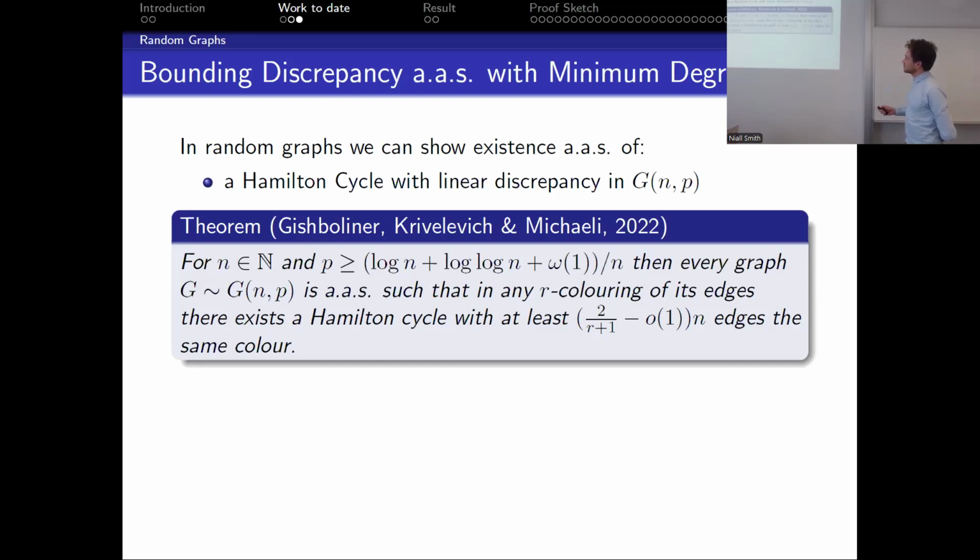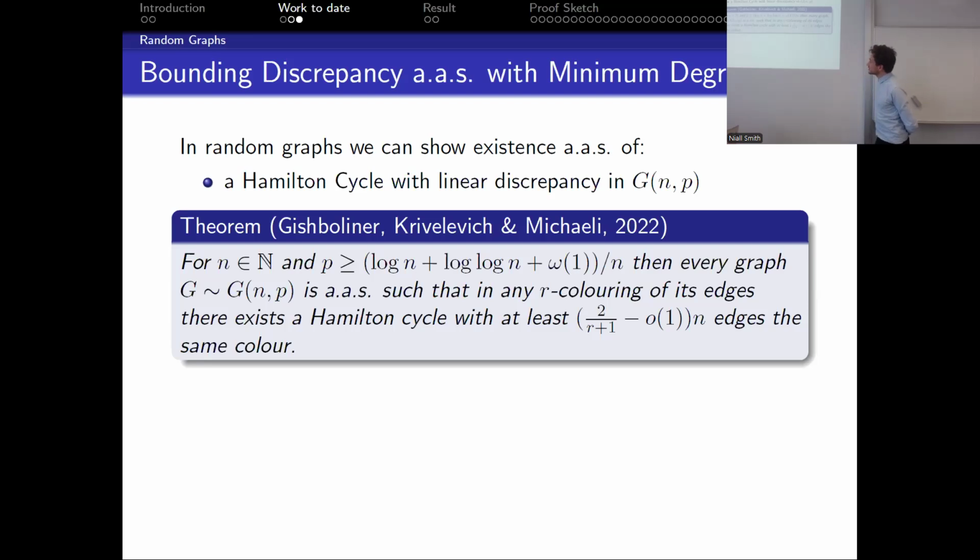P, it's as small as it can be. It's the Hamilton cycle threshold of Komlós and Szabó. For P greater than this, then every random graph G(n,p) is asymptotically almost surely such that any r-coloring of the edges gives Hamilton cycles with at least this many edges the same color.